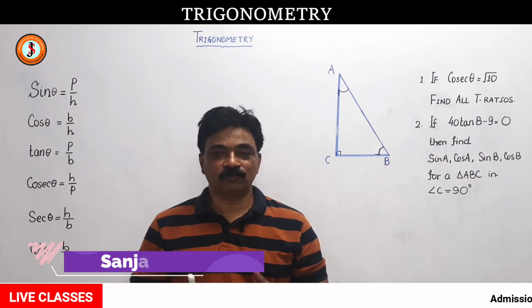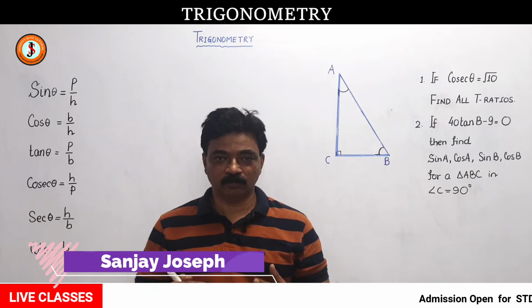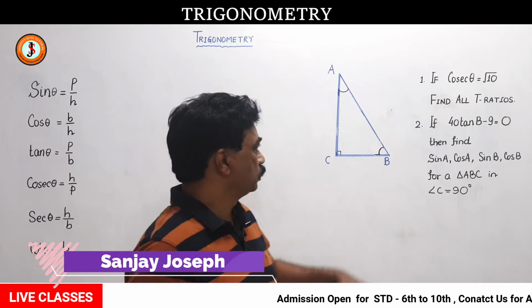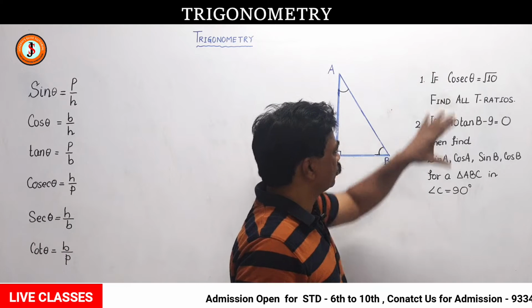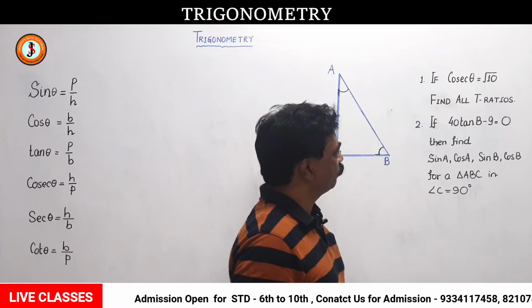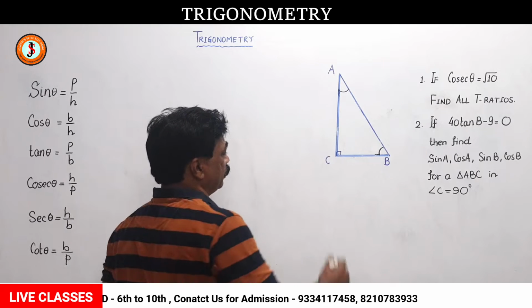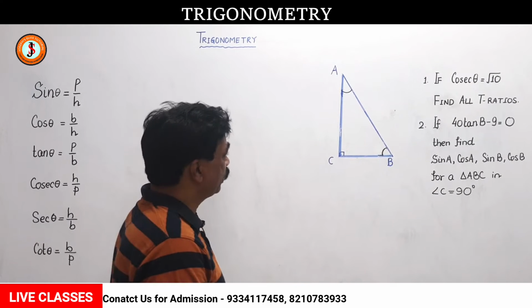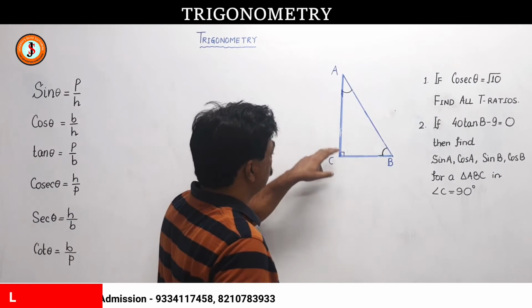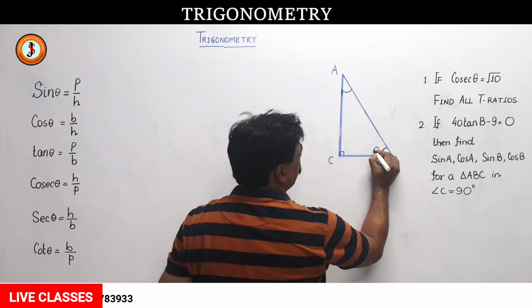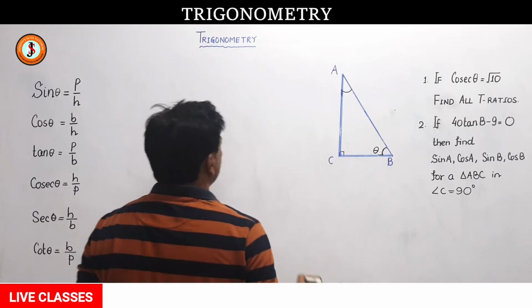So children, this is video 2 of the lesson on trigonometric ratios. We now solve some problems. The first problem says, if cosec theta is equal to root 10, find all trigonometric ratios. So we will draw a right angle triangle ABC in which angle C is 90 degrees, and we will assume this angle to be theta. Now we will write down what is given.